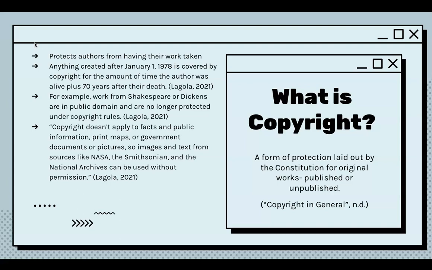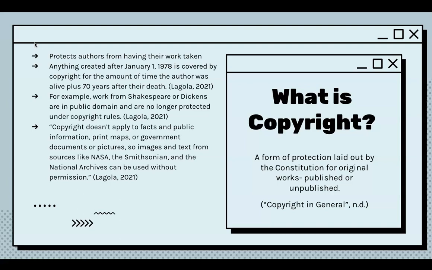What is copyright? It's a form of protection laid out by our Constitution for original works and material, either published or unpublished. Copyright protects authors from having their work copied, taken, etc. Anything created after January 1978 is covered by copyright for the amount of time the author is alive, plus 70 years after they have died.